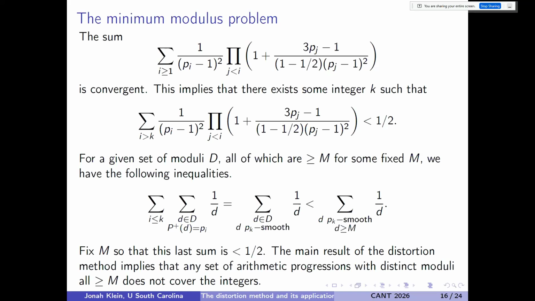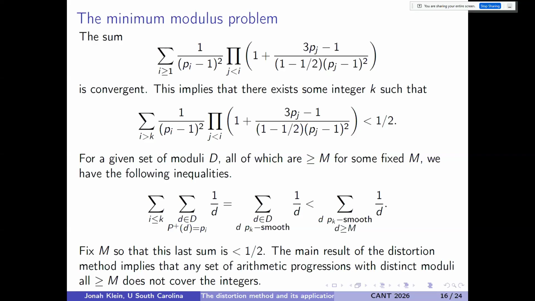For a given set of moduli D, all of which are greater than or equal to m for some fixed m, we can work out the following inequalities. Right here, what we have on the left is the sum of the bounds given on the first moments in the previous slide. This is just equal to the sum over all d in D that are p_k smooth of 1 over d. And because we assumed all d in D are at least m, this is bounded by the sum of all reciprocals of p_k smooth numbers that are greater than m. In particular, if we choose m large enough, we can make that last sum smaller than 1/2.